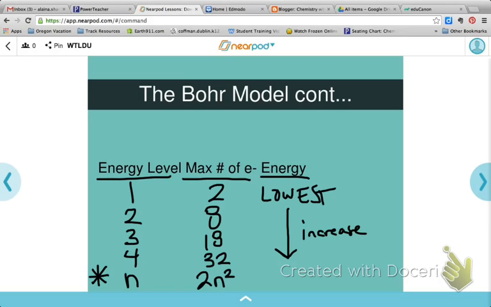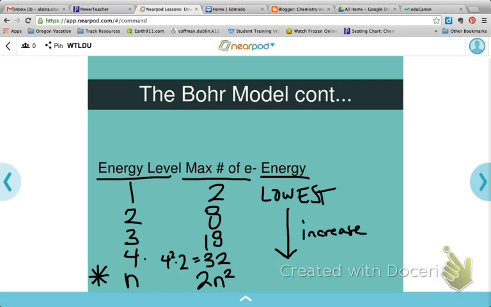So whatever energy level you're talking about, if you square that energy level's number and you multiply it by 2, you are going to get the number of electrons that can be held. So let's try that with 4. 4 squared is 16 times 2 would be 32. So you never have to memorize this 2, 8, 18, 32 business again. You can just instead remember that any energy level, if you square it and multiply it by 2, that's going to tell you the maximum number of electrons.